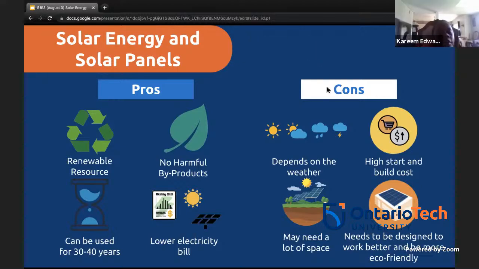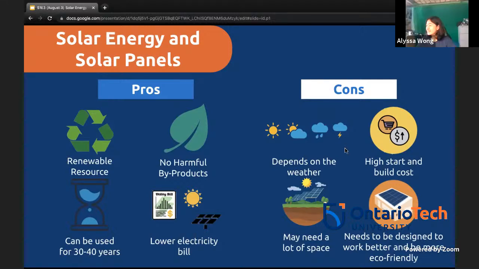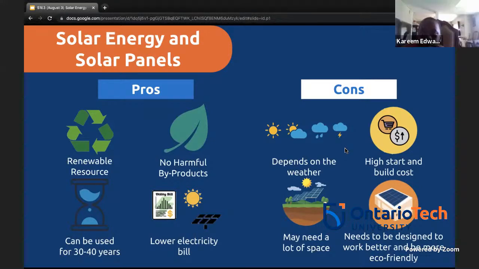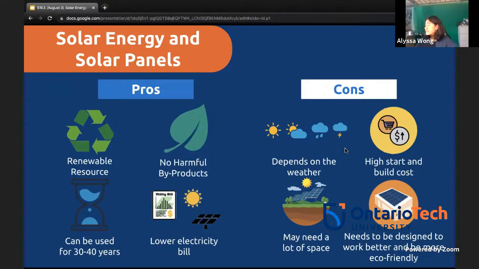Yeah, and they are not harmful, and they can be used any moment, and they're reusable, and then lower electricity. Nice, yes. Exactly. So, awesome. There are many pros to it, and you guys named a bunch of them.